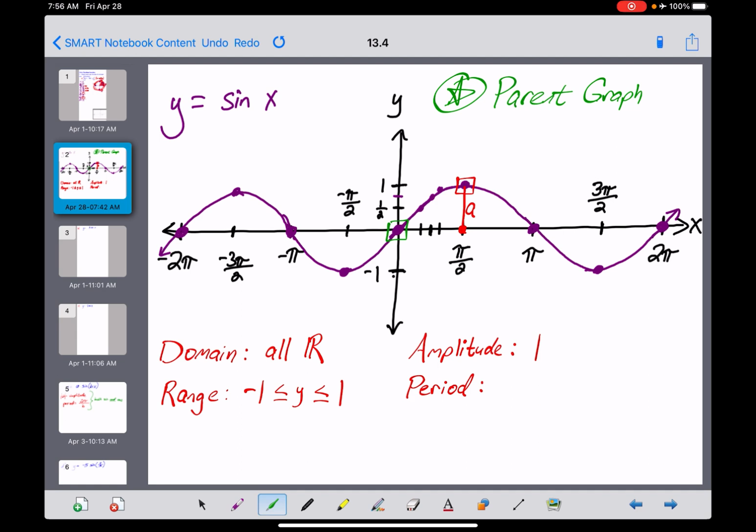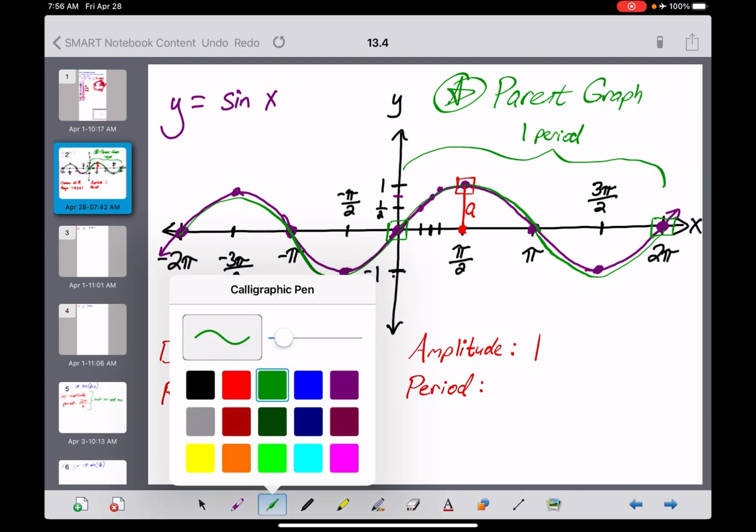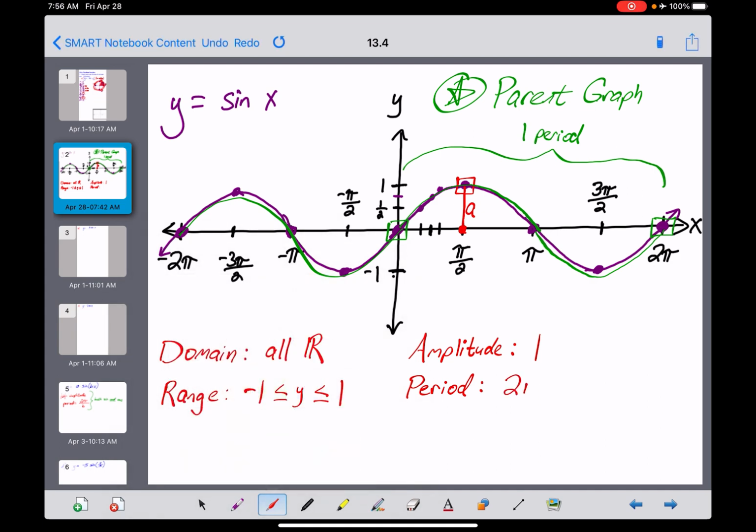So what did this graph do, guys? It came up, and then it went back down, but then it went below the axis and came back up, and this is where we ended that one cycle right there. So from here to here, everybody, is one complete period of this cycle. Notice, here's another period, and then there would be another one over here on the right, and so on and so on. So our period here, in this particular graph, it took 2π units for this thing to repeat itself.